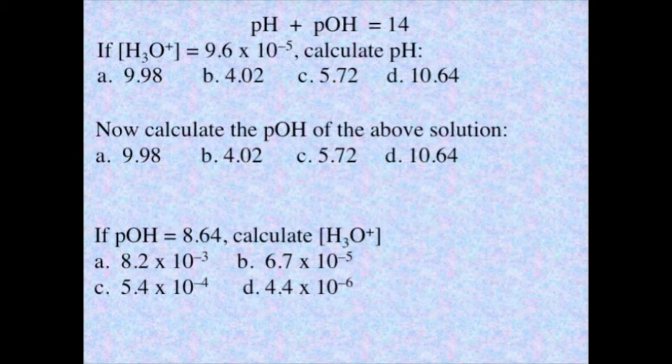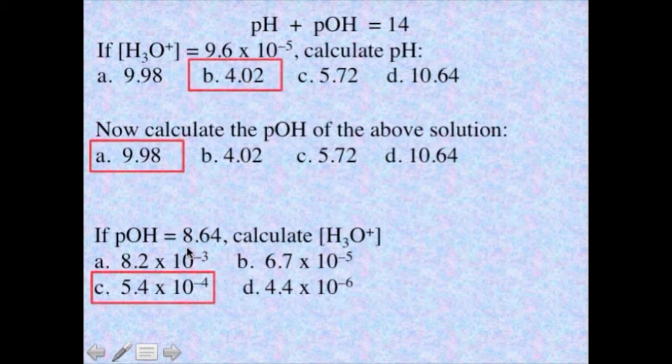So here are 3 problems for you to try. Turn the playback off, try them, and come back, and we'll give you the answers and see if you've gotten it. Okay, here we go. The answer to the first one is B, 4.02. The answer to the second one is A, 9.98. And the answer to the third one is 5.4 times 10 to the minus 4. How did you do?